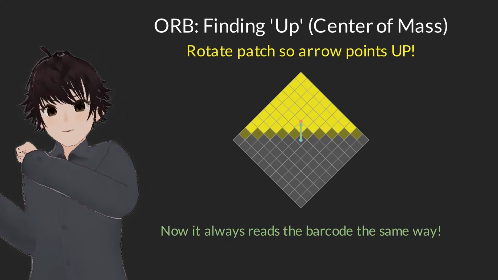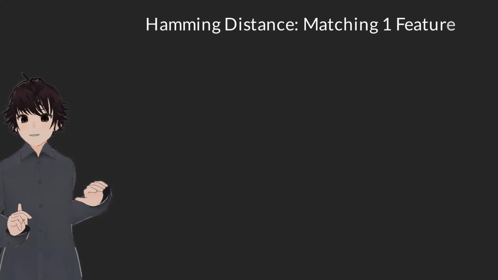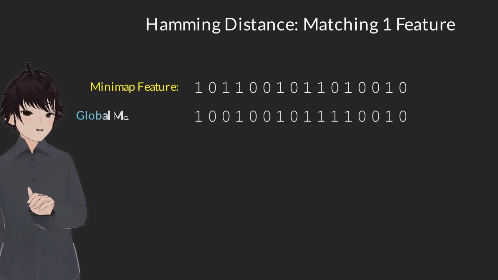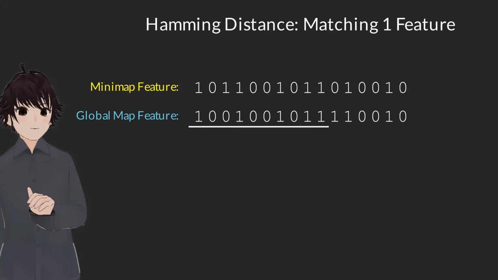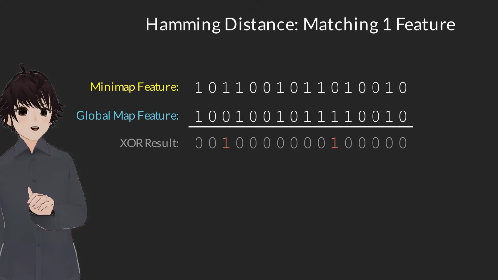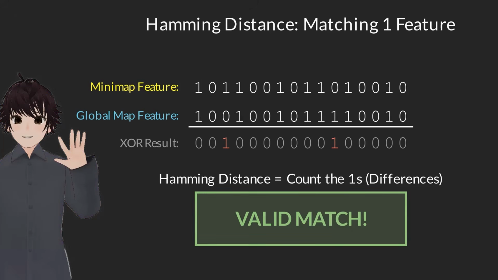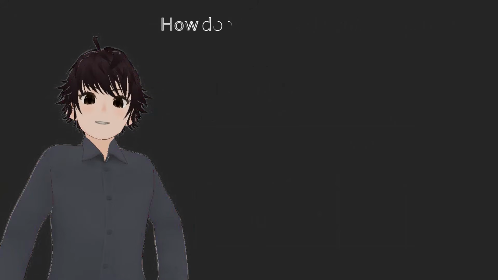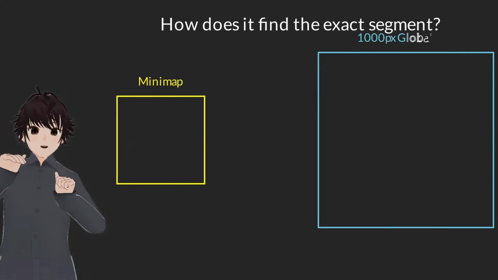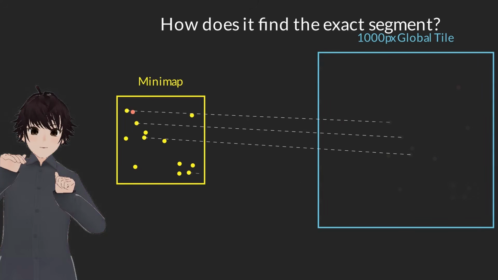It is brilliantly simple. Because ORB uses binary barcodes, the computer does not do complex math to match the minimap to the big map. It uses a hardware-level trick called the Hamming distance, basically just a bitwise XOR operation. It compares the ones and zeros lightning fast.